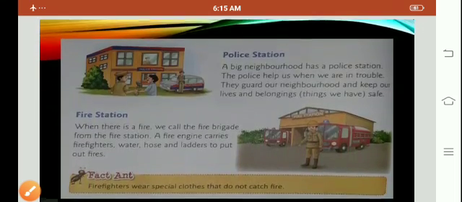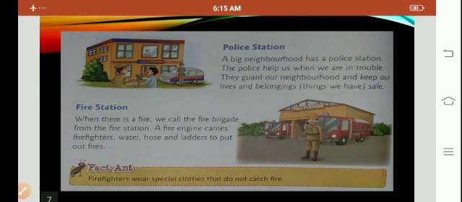The next service which we see in our neighborhood is the police station. A big neighborhood has a police station. The police help us when we are in trouble. They guard our neighborhood and keep our lives and belongings safe. Belongings means the things we have.